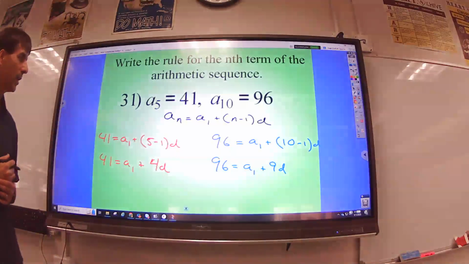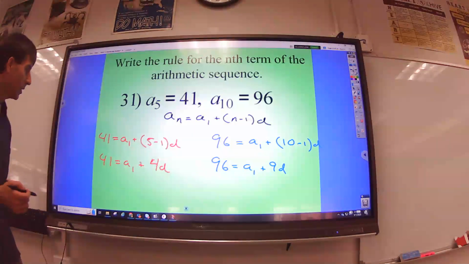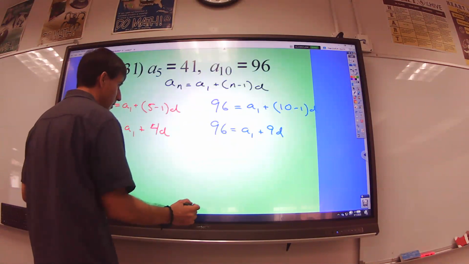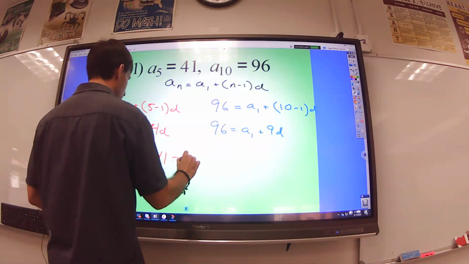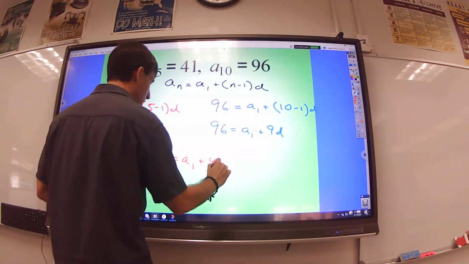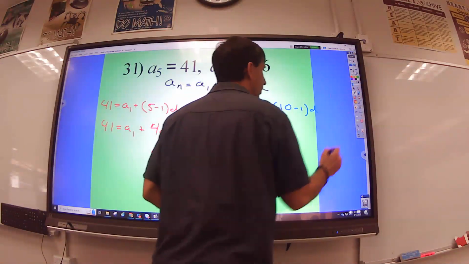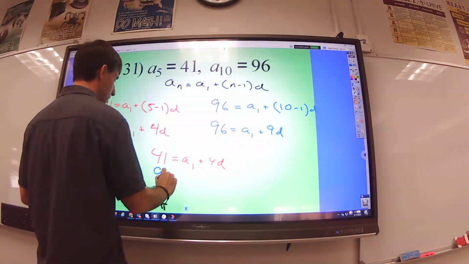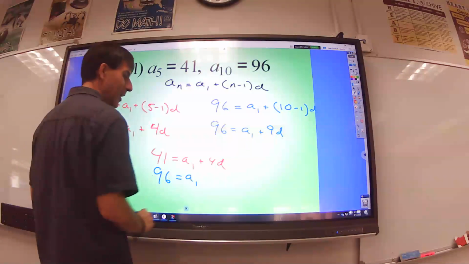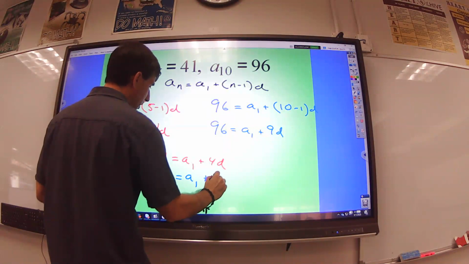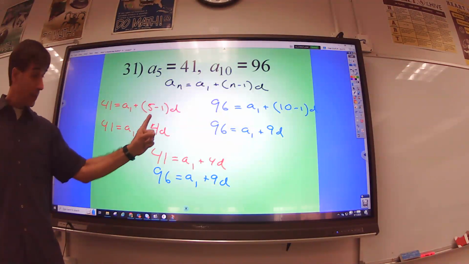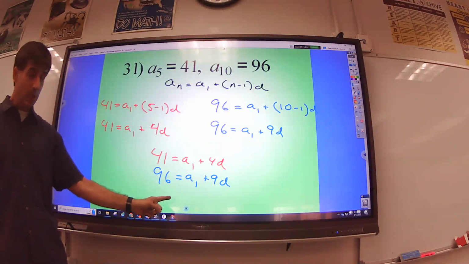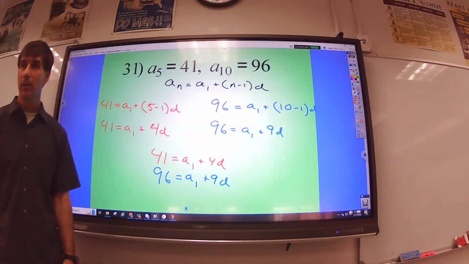Okay, now here's what we're going to do. You're going to take your first equation, which I have here in red. I'm going to write it like this. 41 equals a sub 1 plus 4d. You're going to take your other equation, which I've written in blue, 96 equals, you write it directly below, plus 9d. You write them right on top of each other. Notice the numbers line up, the equals line up with the equals, the a sub 1 lines up with the a sub 1, plus 4d, 9d.